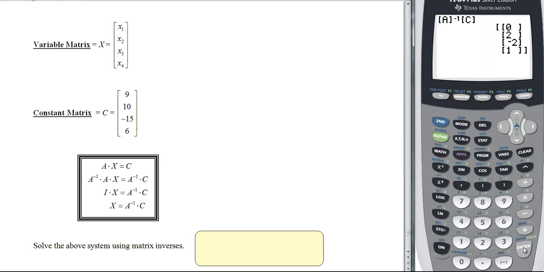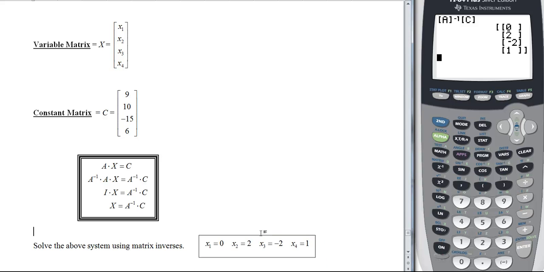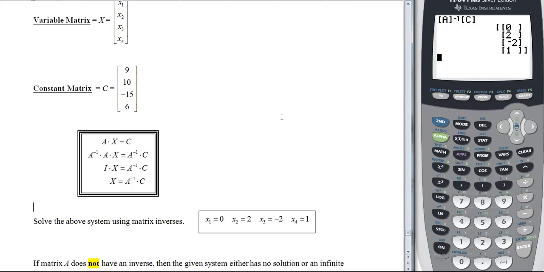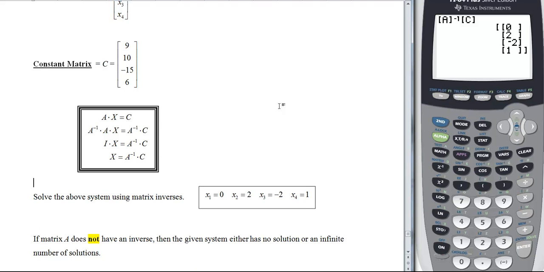Hit enter. So remember, here's a column matrix. X sub 1 should be 0. X sub 2 will be 2. X sub 3 is negative 2. And x sub 4 is 1. That's it. It's very quick. Almost as quick as doing the RREF key.